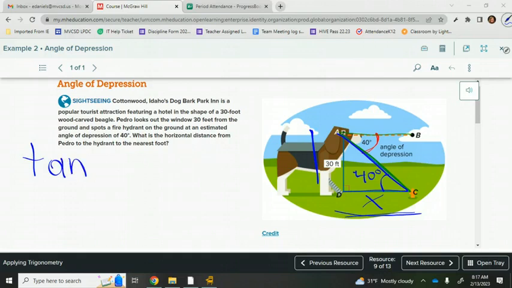What degree are we using again? 40 degrees. So we have tangent of 40 degrees. And then what is our ratio going to be? Again, opposite over adjacent. So what's that ratio going to be? 30 over x, exactly.